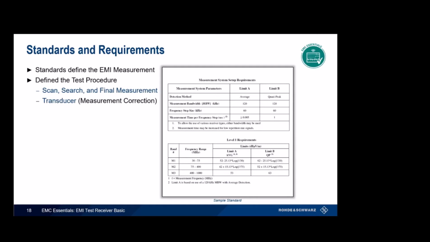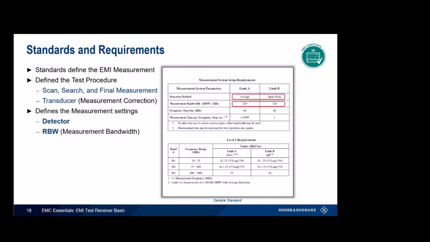Measurement settings are also listed in the standards. Let's look at the sample standard and list the settings that we can find in the standards. There's detectors, there's bandwidth or measurement bandwidths or resolution bandwidths. There is step size, the space between each frequency point. And there is also measurement times, which is the dwell time to measure at each point. The limit lines are also well defined with multiple frequency ranges and detailed limit levels.